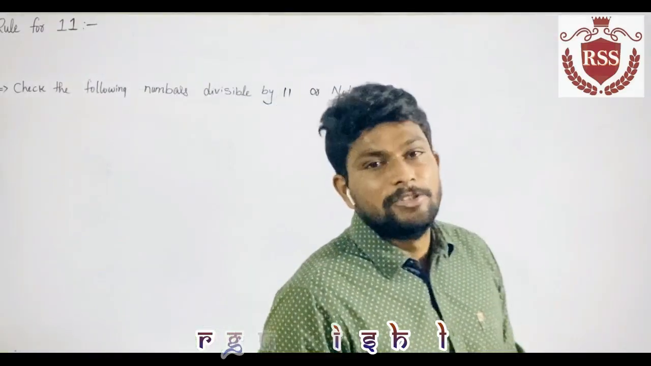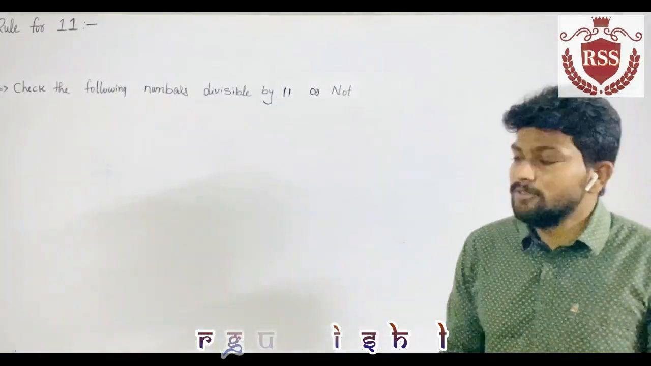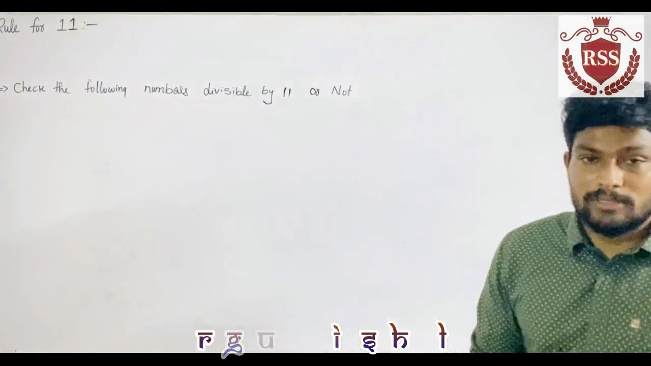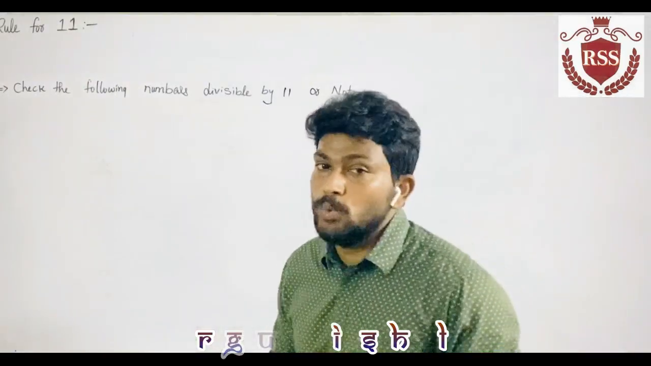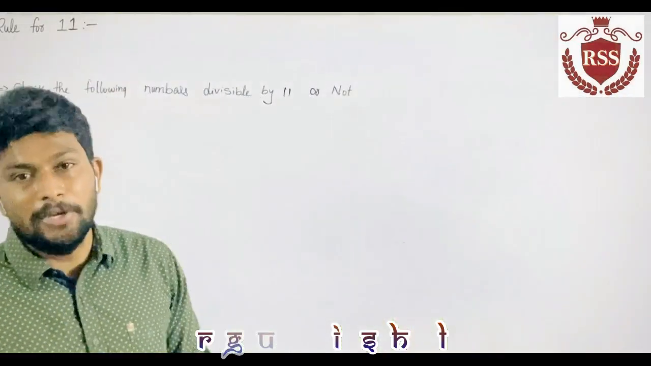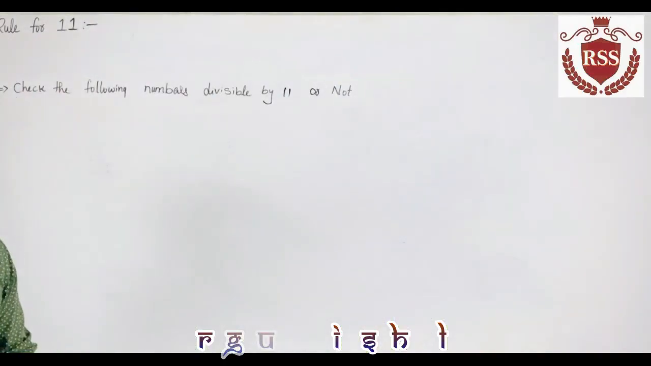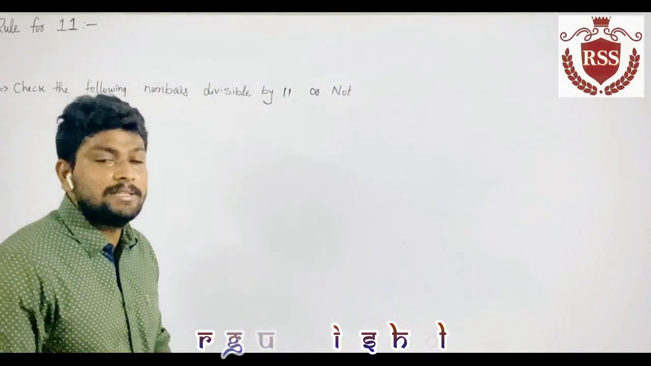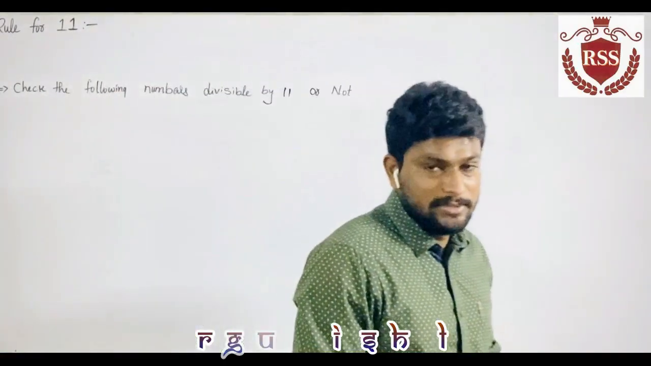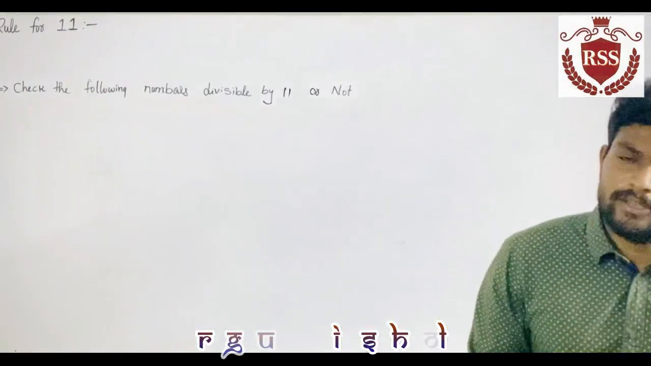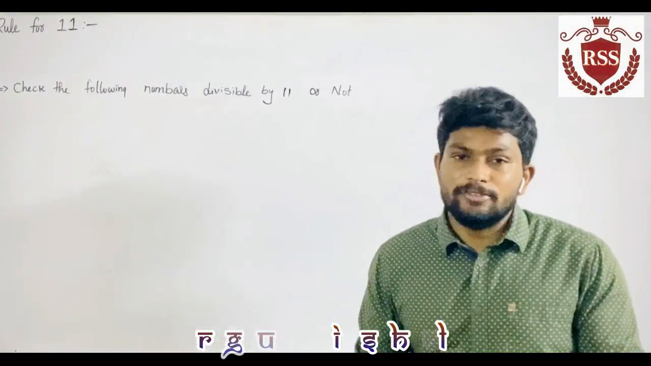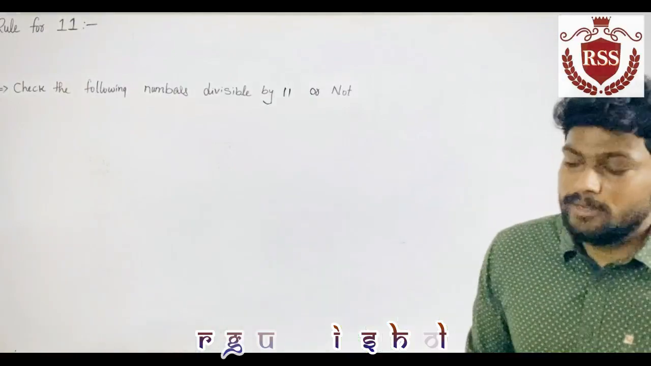Next one is the divisibility rule of 6. What is the divisibility rule of 6? A number which is divisible by 2 and 3. It must be divisible by 2 and 3, then it is divisible by 6. Okay, next one is 7. We don't have a proper divisibility rule for 7, so leave that.